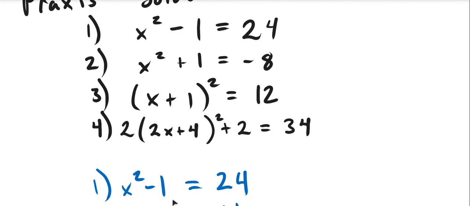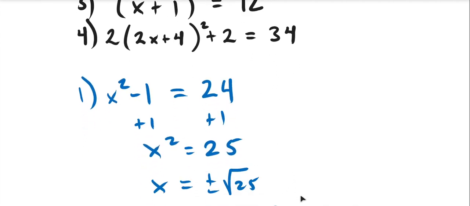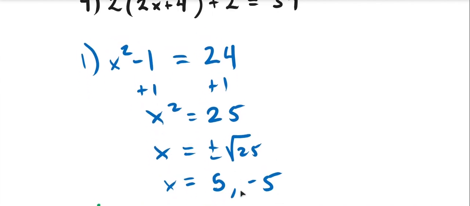So x squared minus 1 isn't yet isolated. We have to add 1 over to this side, and then we have x squared equals 25. From there, we can take plus and minus the square root of 25 to find the answers 5 and negative 5.